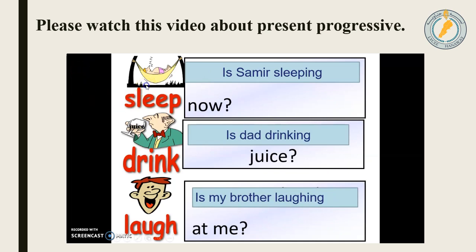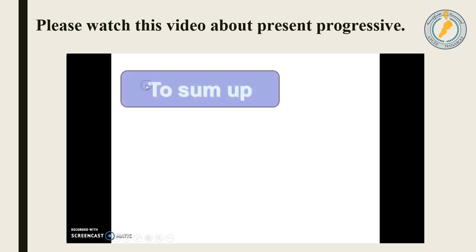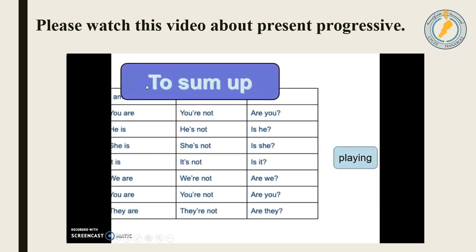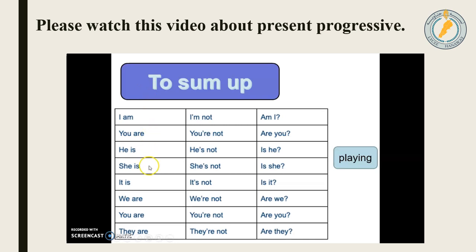So this is the question form. So to sum up, we have three forms: the affirmative form, the negative form over here in the middle, and I have over here the question form. I say, I am playing, you are, we are, they are playing, while I say he is, she is, it is playing.